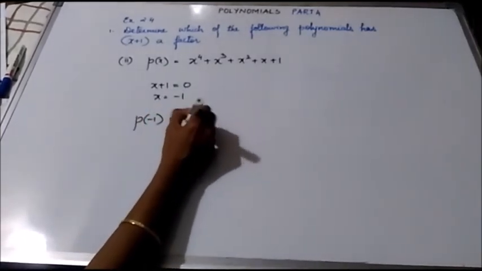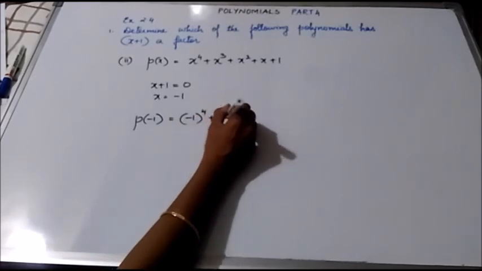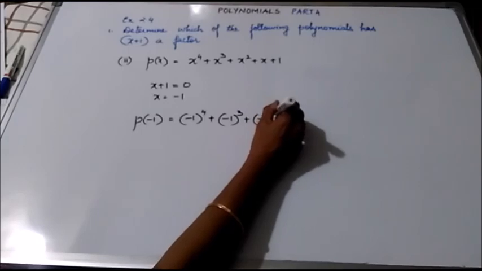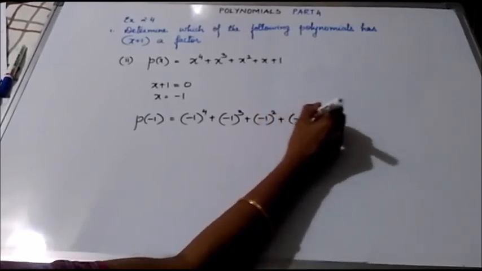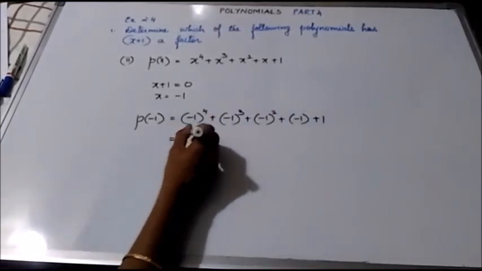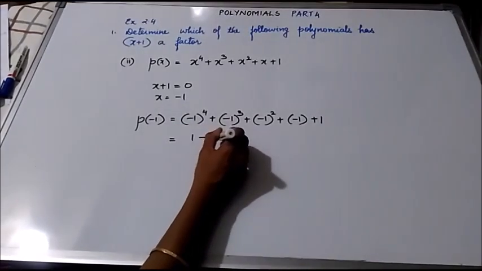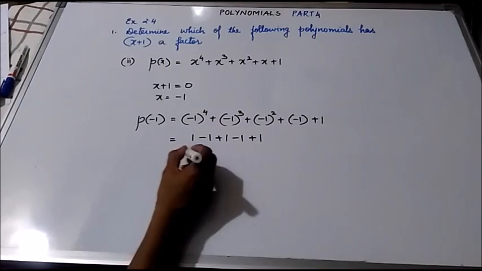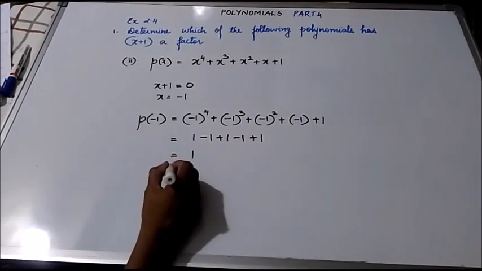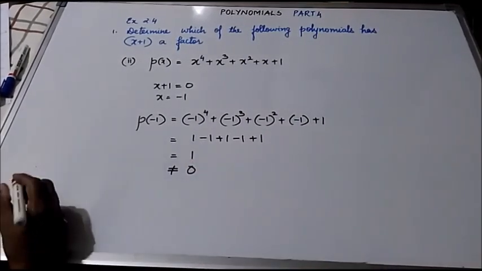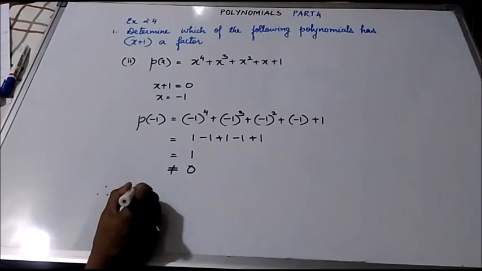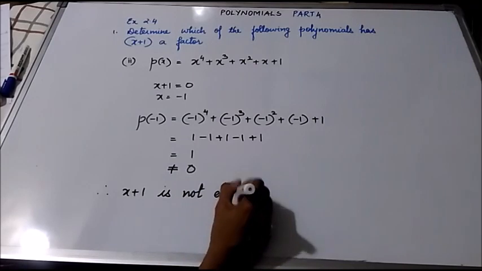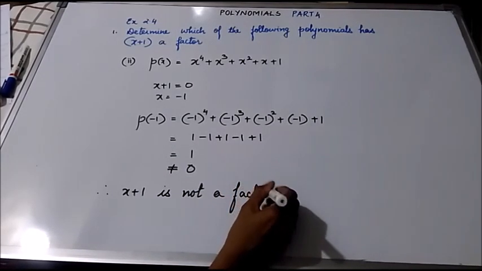That will give us (minus 1) the whole raised to 4 plus (minus 1) the whole cube plus (minus 1) the whole square plus (minus 1) and plus 1. This will give me 1, minus 1, plus 1, minus 1, plus 1. Here you will get equal to 1. Now you see the remainder is not equal to 0. Therefore, x plus 1 is not a factor of the given polynomial.